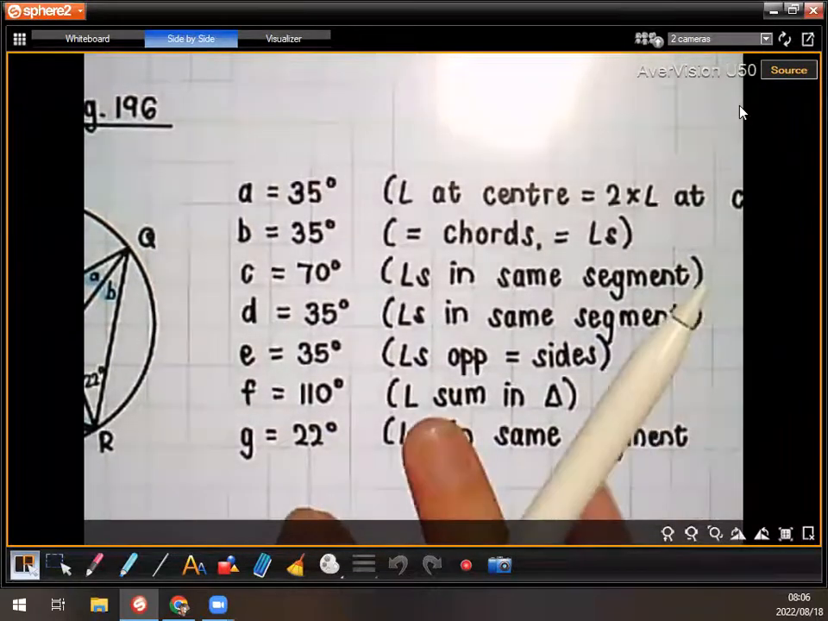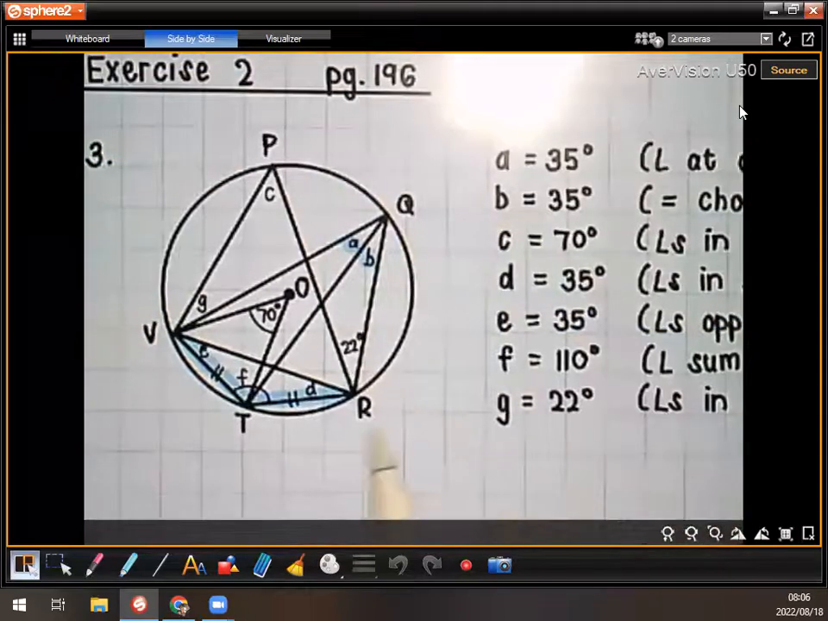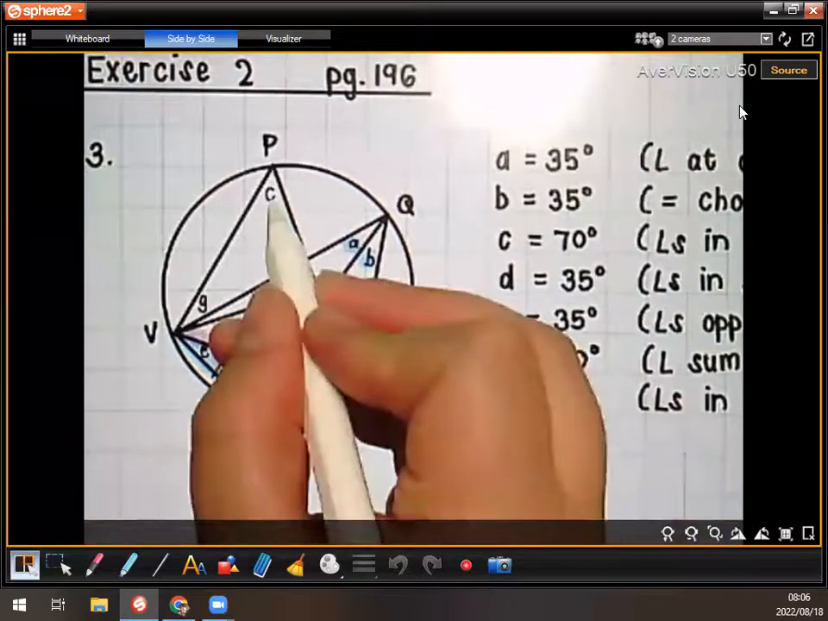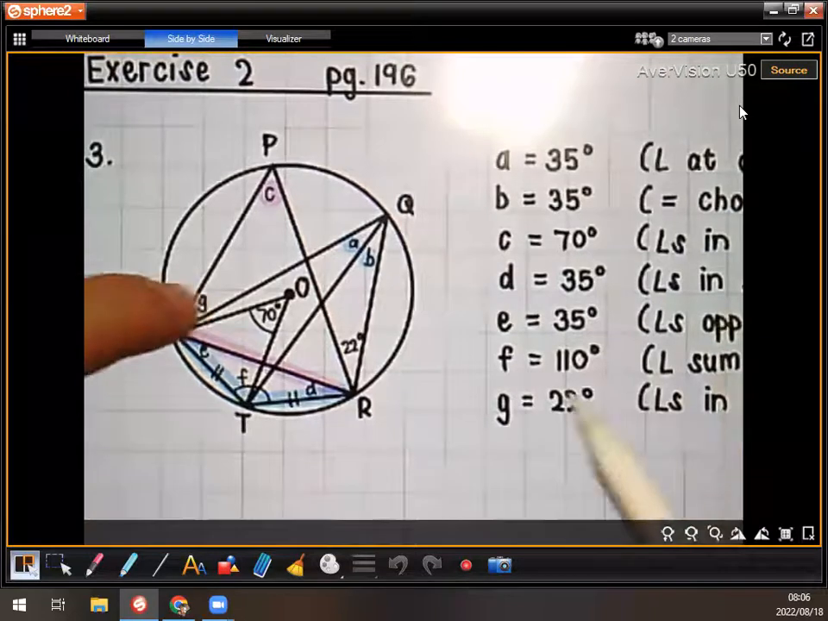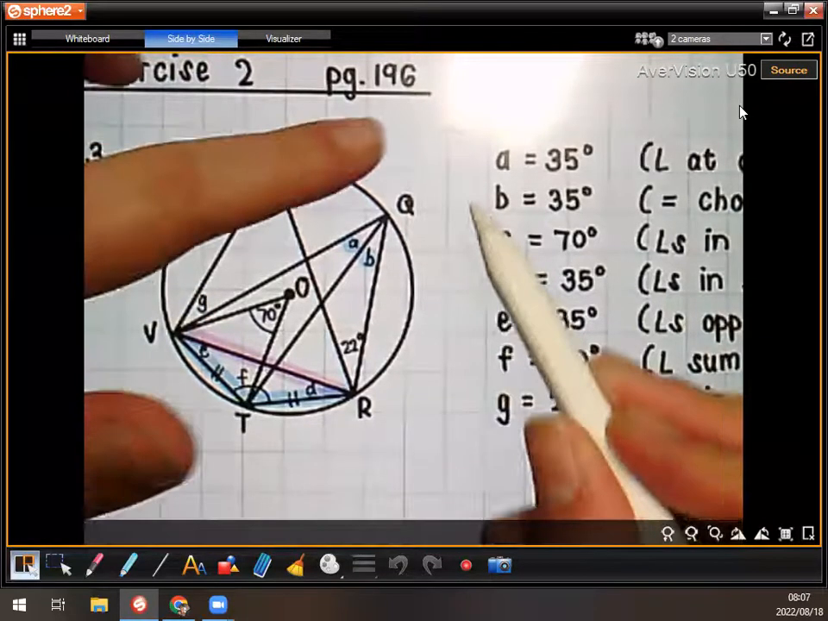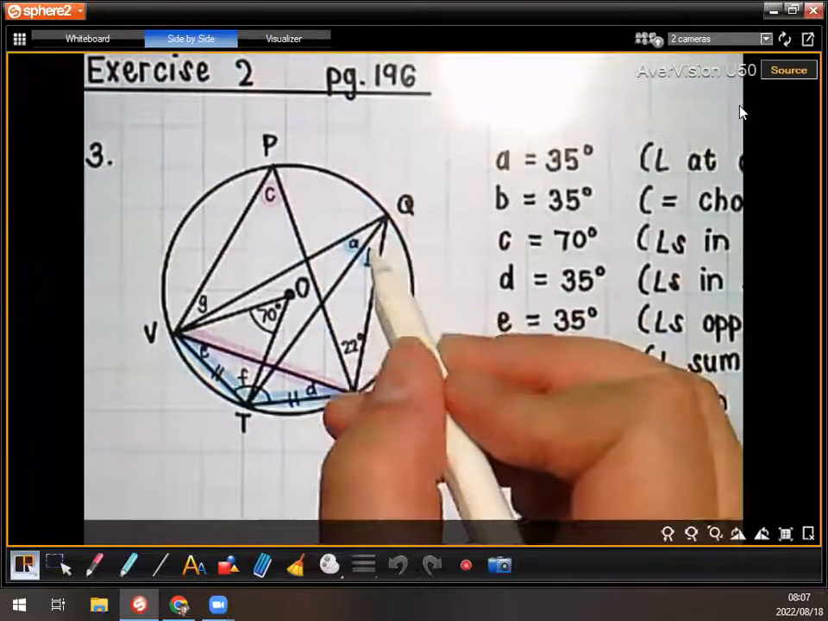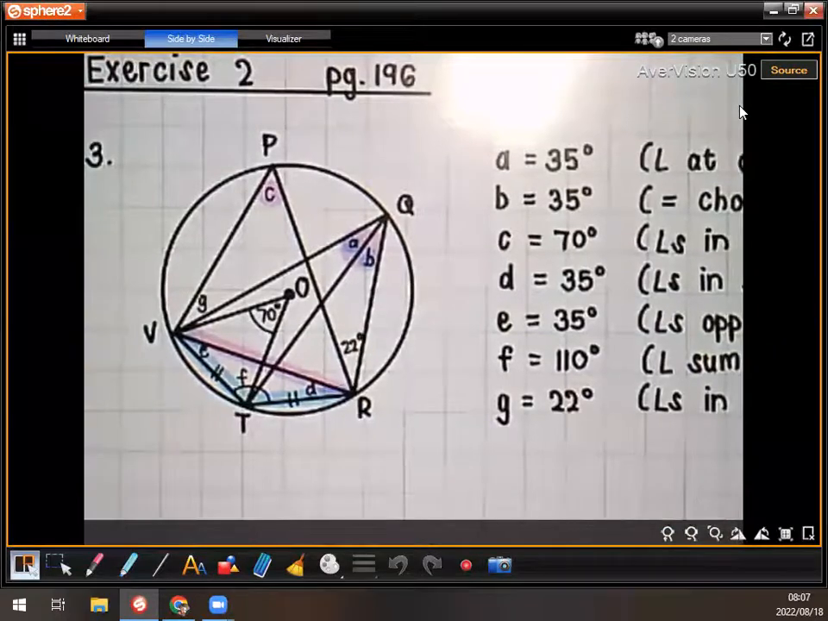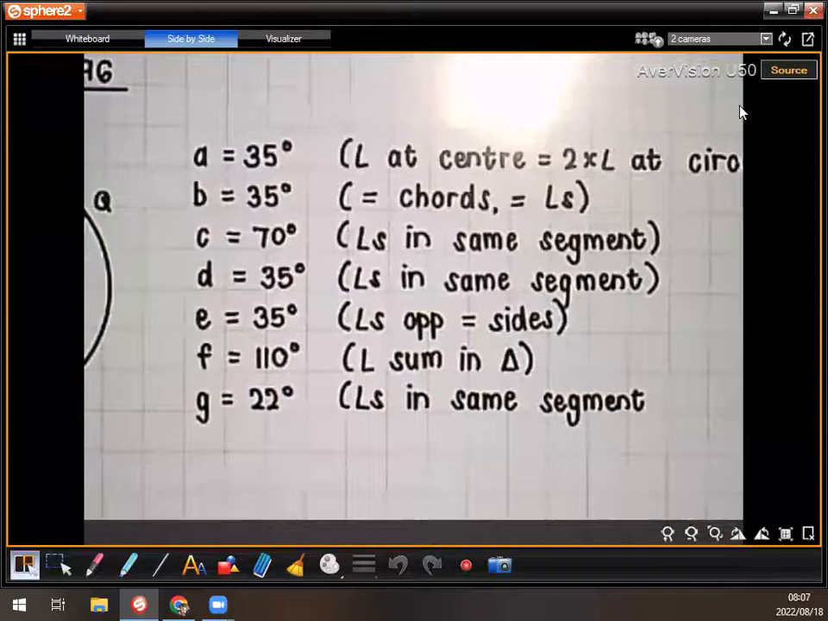Okay, next up we have to find C, which is subtended by chord BR. But guys, if you notice that angle Q, the whole angle, which is A and B together, is also subtended by BR. So those two angles together will be equal to C. So C is 70 there because of the angles in the same segment.